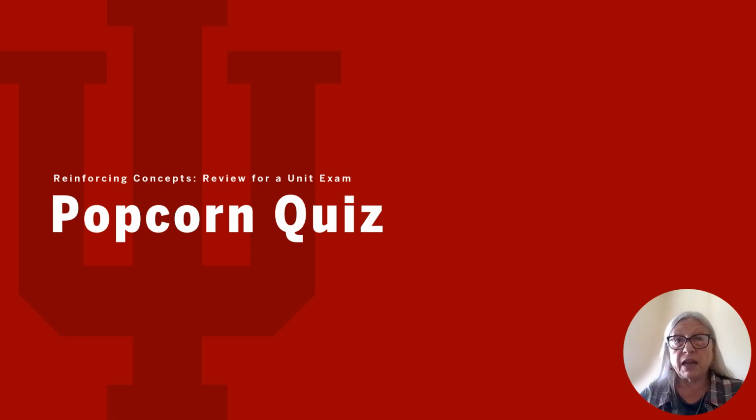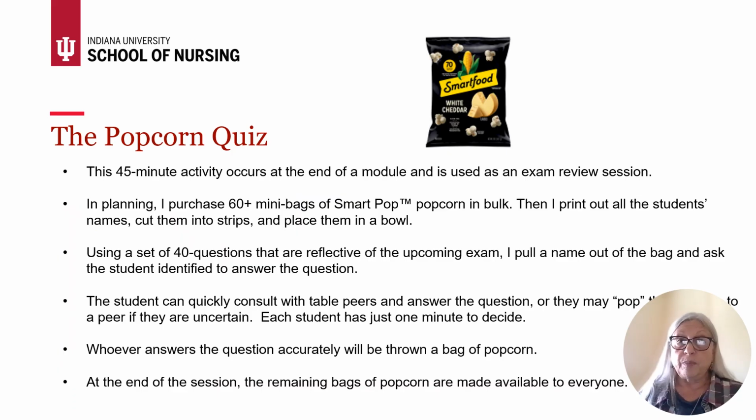The second thing I like to do is a unit exam review, which I call a popcorn quiz. To get ready for the popcorn quiz, I have gone to Sam's Club and purchased mini bags of Smart Pop popcorn. I then print out all of the students' names and place them in a bowl. I have created 40 questions that mirror the unit exam that will come in the following week. Then I'll pull a student's name out of the bowl and ask them a question.